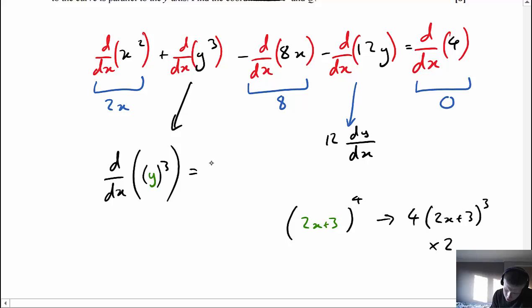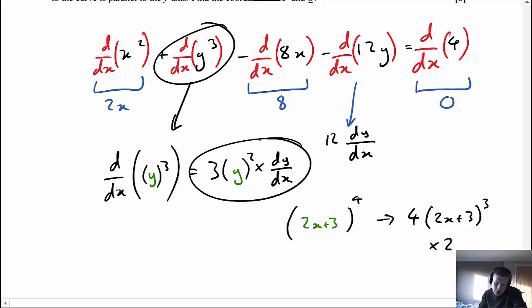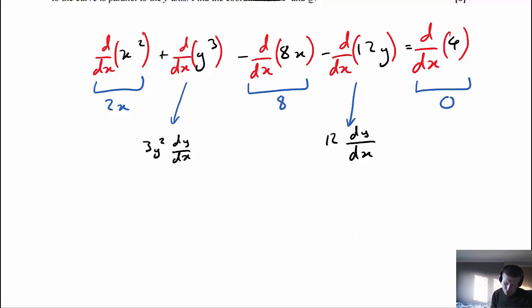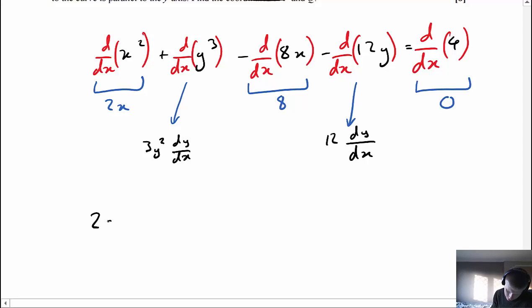So let's bring the power down first of all. So 3, leave the thing inside the brackets alone, so that's still y. Then I reduce the power by 1, so that becomes 2. Then I multiply by the thing inside the brackets. So what is the derivative of y? Well, we've just shown up here that the derivative of y is just dy by dx. So that whole thing just becomes 3y squared times dy by dx. So let me just tidy this up now. I'm literally just going to rewrite this out. So I've got 2x, that's my first term when I differentiate it. My second term when I differentiate it just becomes 3y squared dy dx.